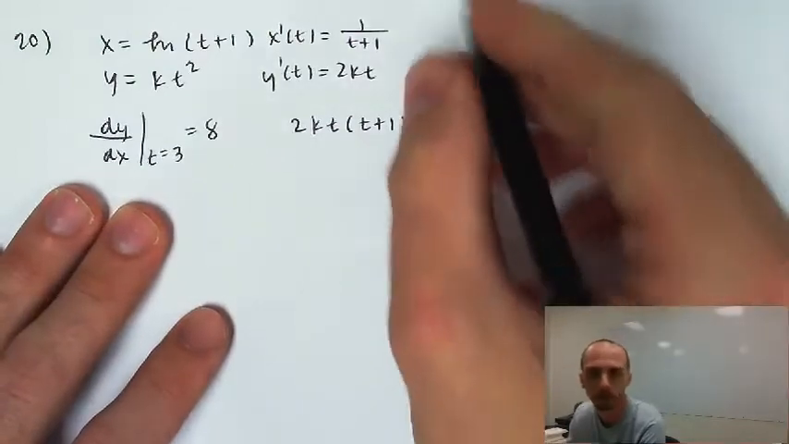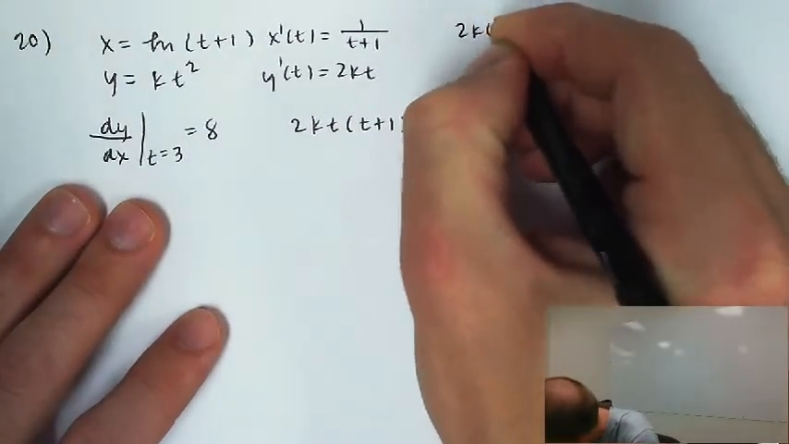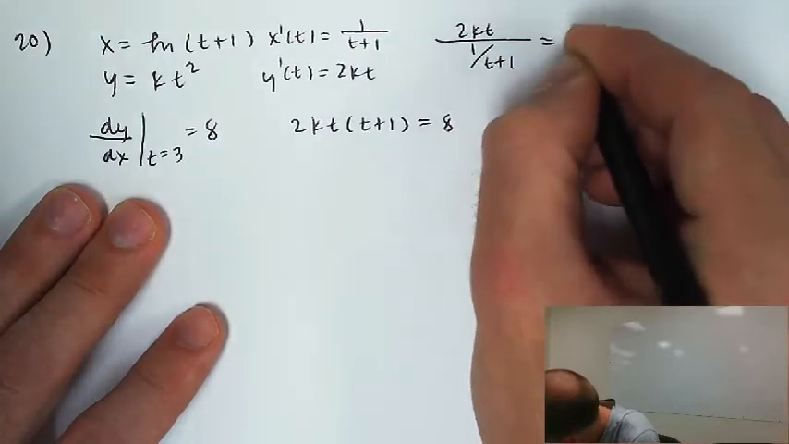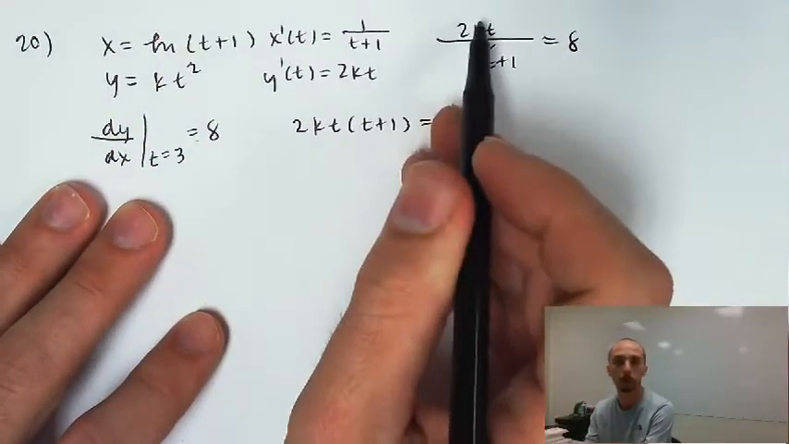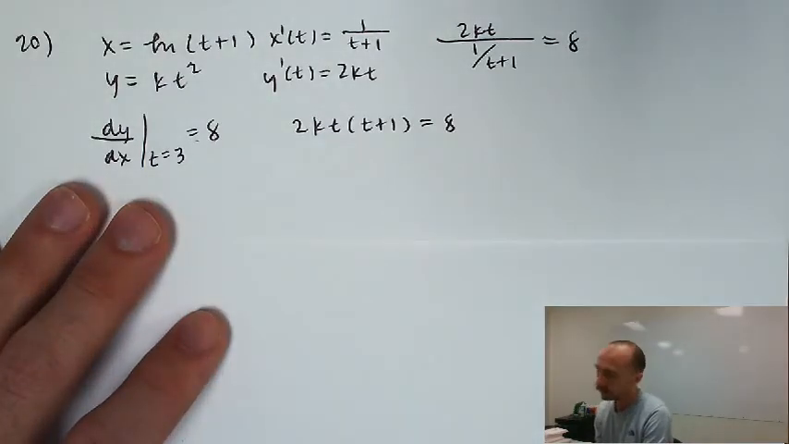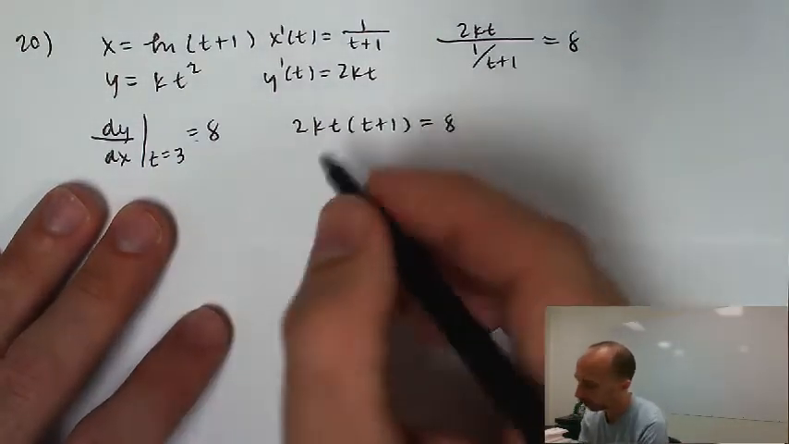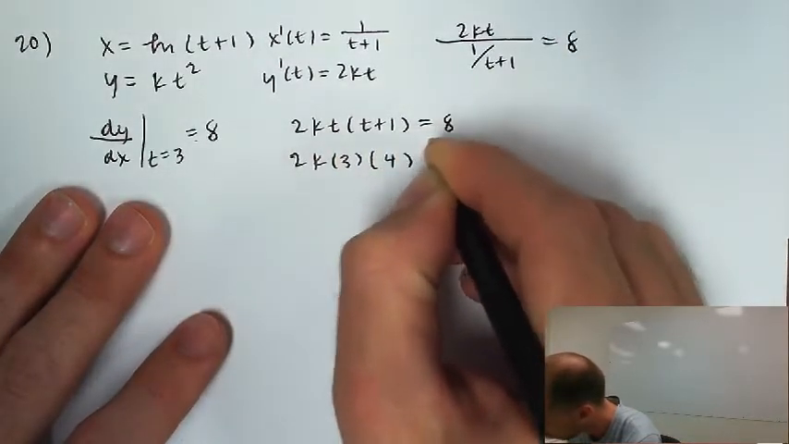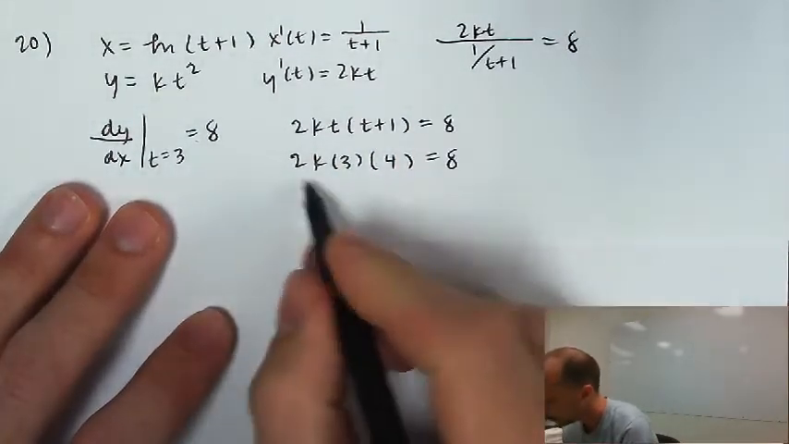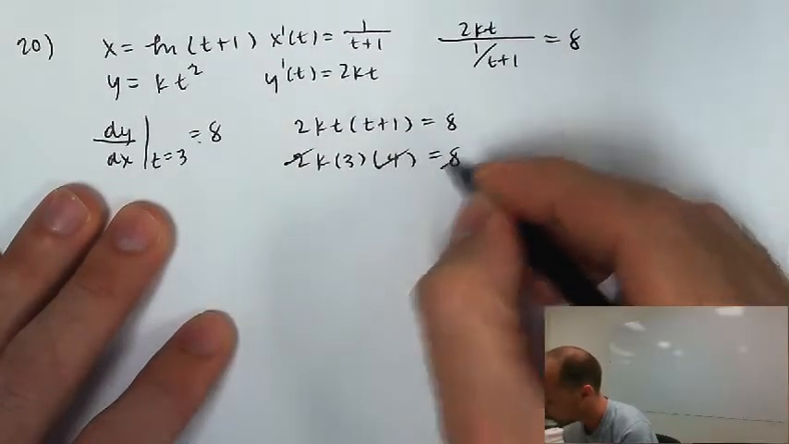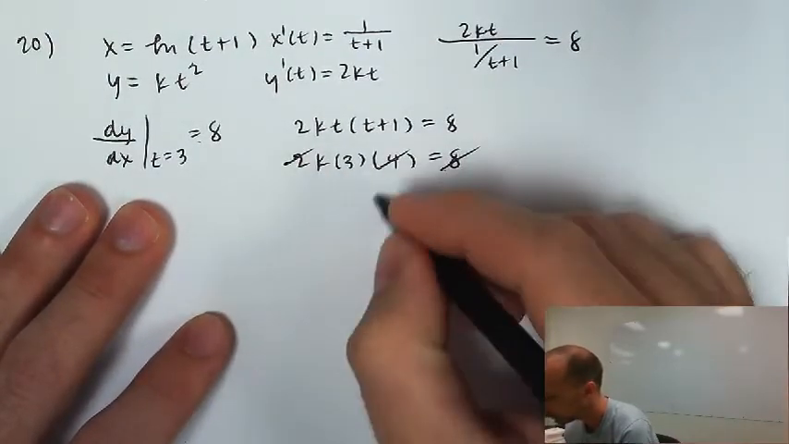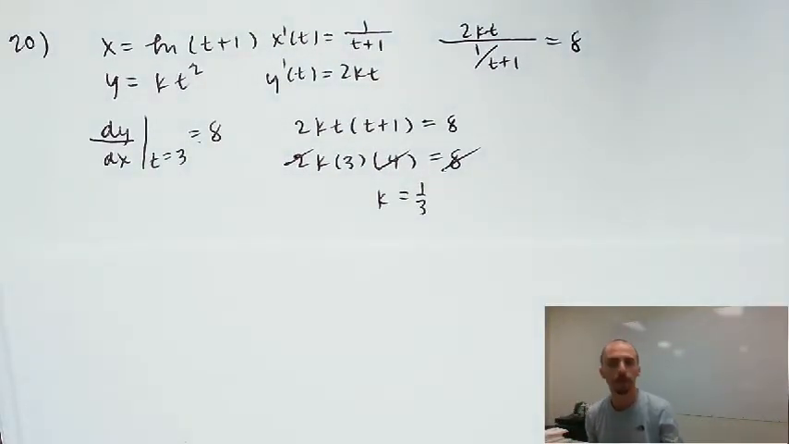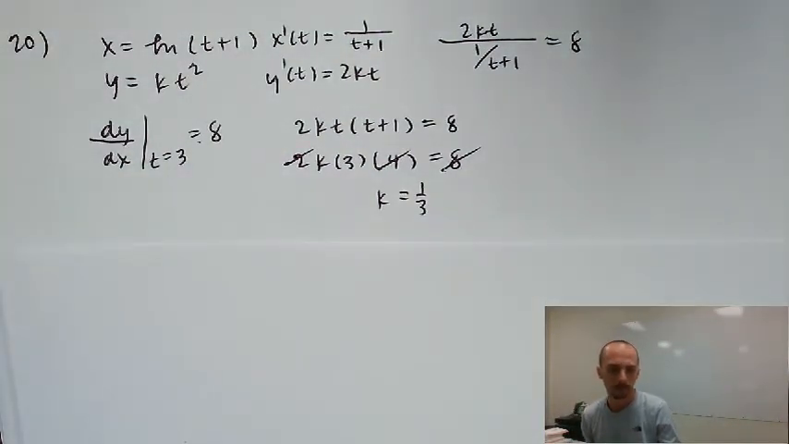And maybe I'll show you how that worked. y prime divided by x prime equals 8, because dy/dx equals 8, and dy/dx is y prime divided by x prime. All right, but they also were really helpful and gave us t equals 3. So 2 times k times 3 times 4 equals 8. So I'm going to divide by 8, and 3k equals 1, so k is 1/3. And that was answer choice B. All right.